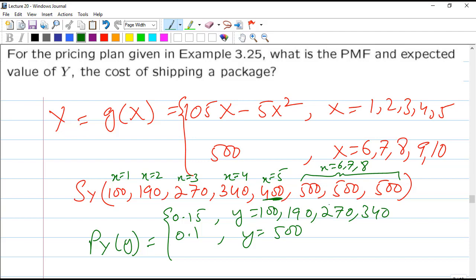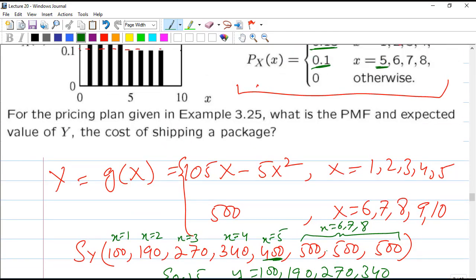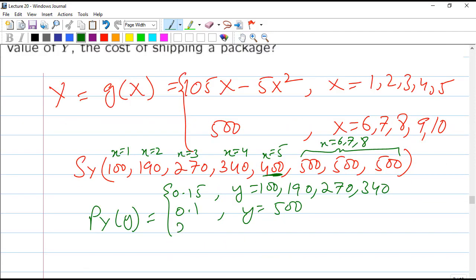And what we have seen before is that we have to add the probabilities for this one. For 6 the probability is 0.1, for 7 the probability is 0.1, for 8 the probability is 0.1. So it will be 0.1 plus 0.1 plus 0.1, which is 0.3 for y equal to 500, and again 0 for other values of y.